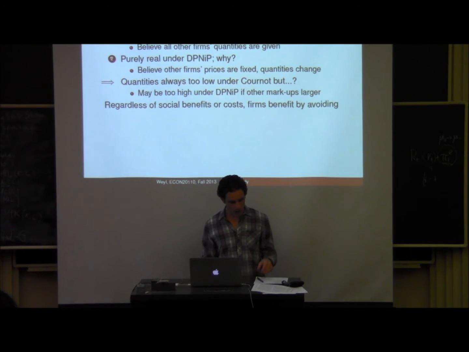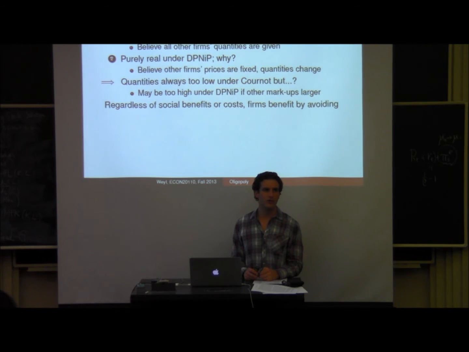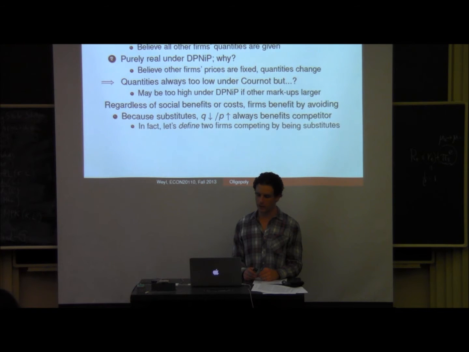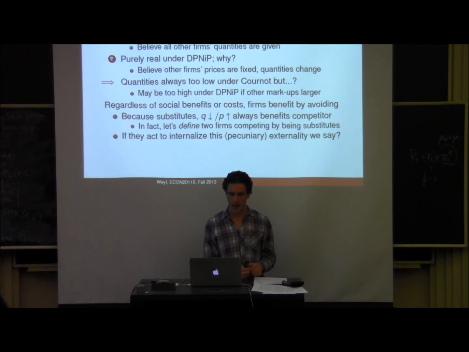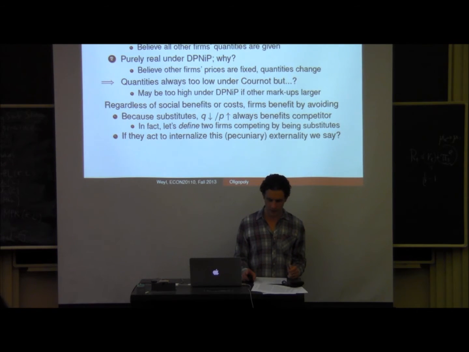Okay. Regardless of the social benefits and costs, firms can benefit from internalizing these types of externalities because goods are substitutes. One firm's lowering its quantity or raising its price will benefit its competitor. And in fact, this is how we define firms being substitutes, right? And when firms act to internalize these externalities across firms, what do we say that they're doing? Julian? They're merging? Yes. Yeah, or when they're not doing it legally, what would you call it? Colluding. Exactly. Or forming a cartel.